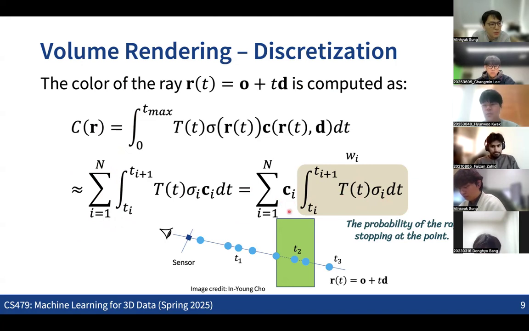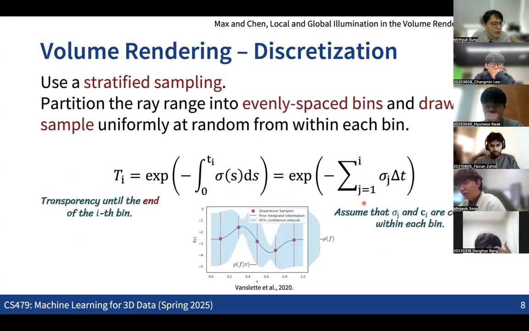But for a better approximation, as we assume that the opacity and the radiance are constant for each bin, we could also assume that the transparency is constant for each bin. But actually, even when the opacity is the same within the bin, the transparency will be decreasing during the same bin, right? Because if we have a non-zero opacity inside that bin, then the transparency should still be decreasing over time.